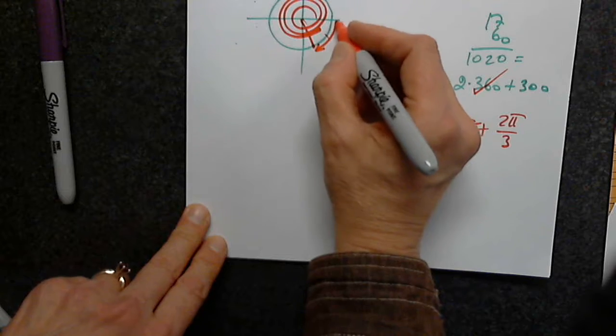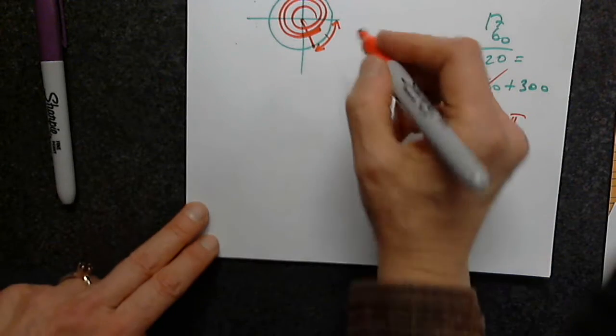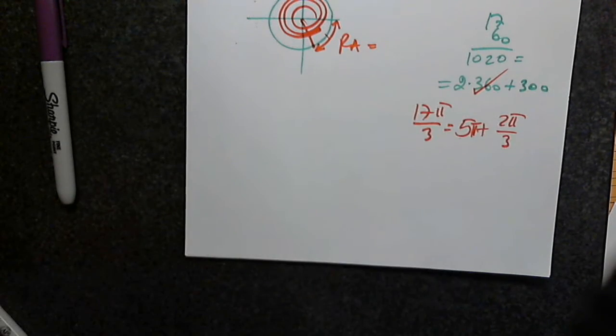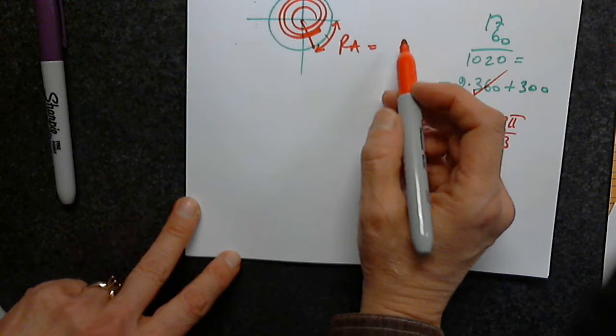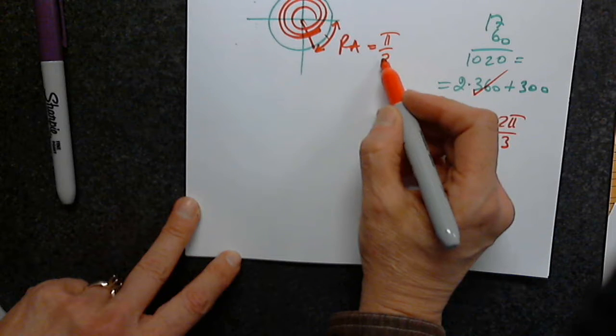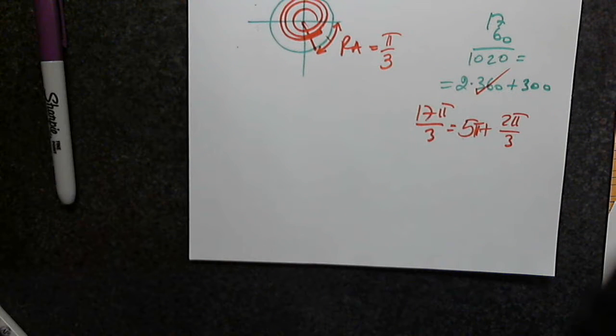So the only thing that I need you to say is the reference angle is, and remember the reference angle is always a positive angle. How much is the reference angle? 60. Right, or pi over 3. Very good.